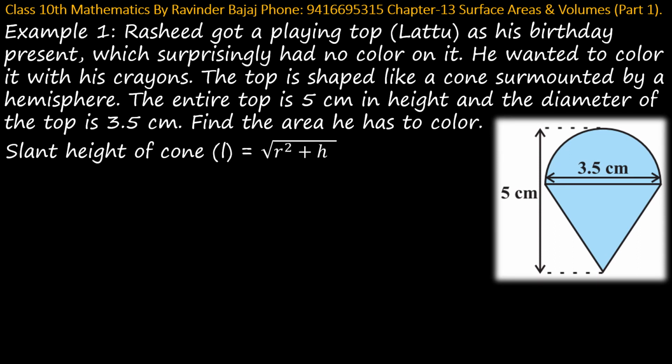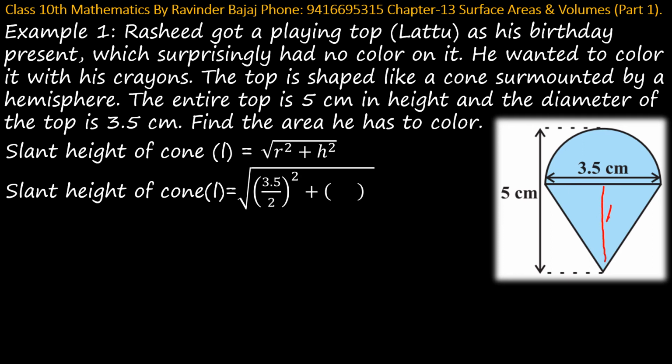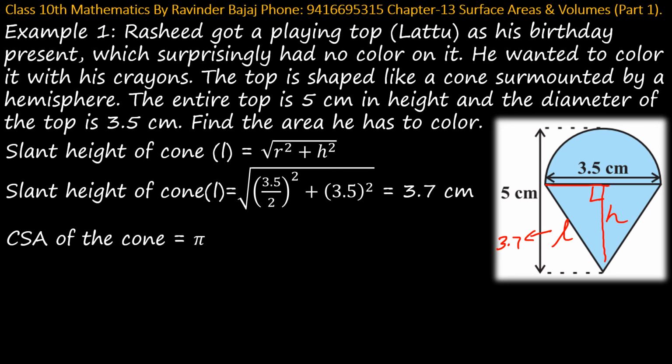Slant height, we need to calculate slant height also. If you have h and this radius also, with the help of Pythagoras theorem you can calculate L. So how to calculate L? Square root of r square plus h square. Put the value of radius and the value of h, and you will get 3.7. So the value of L is 3.7. We have calculated it. Now curved surface area of the cone is equal to pi r L. This is equation number 2.